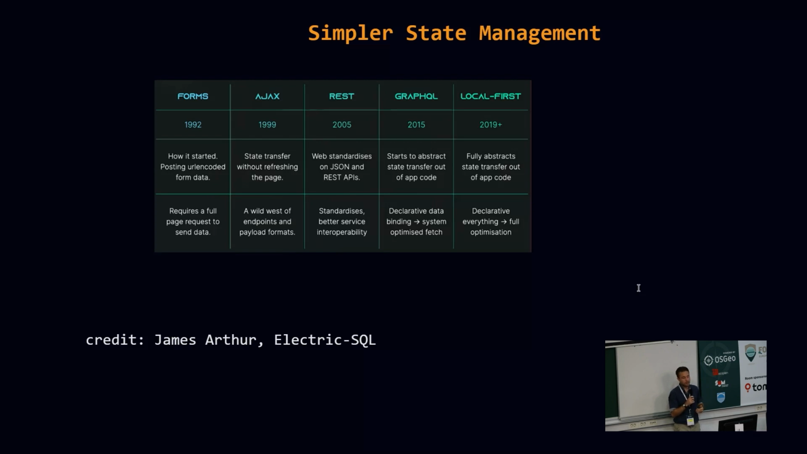Now, local first is a complete shift away from all of these mindsets, and it fully abstracts away any form of state management in your front end. Essentially, you're replicating a subset of exactly the same data that's on the back end in the front end. So then you can just query it directly like you would on your back end.